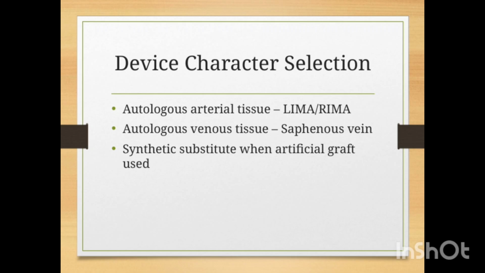When arterial or venous tissue isn't suitable or available, we sometimes opt for a synthetic substitute, such as artificial grafts. These are useful in specific situations, but usually have different implications for durability and compatibility. Finally, selecting the right device is crucial. The device character, meaning its size, flexibility, and compatibility, plays a key role in ensuring a successful graft. It's about choosing the right tool for the specific tissue and patient to optimize outcomes. All these choices are interconnected and align with our overall goal, providing durable, effective revascularization tailored to each patient's needs.